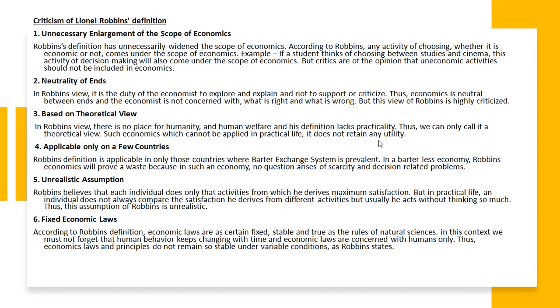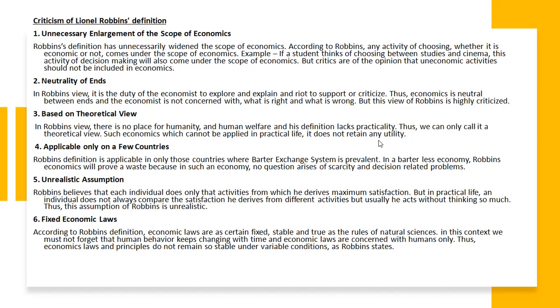Now let us move on to the next. Based on theoretical view, most of the time his view was only theoretical. It was not practical. The applicability of his theory was not realistic. In Robbins' view, there is no place for humanity and human welfare. He did not talk much about it, and his definition, as you can see here, lacks practicality.